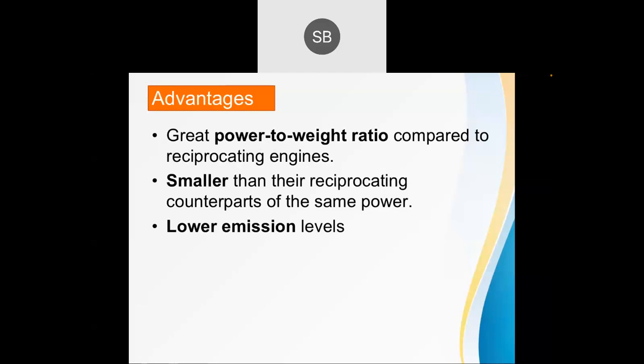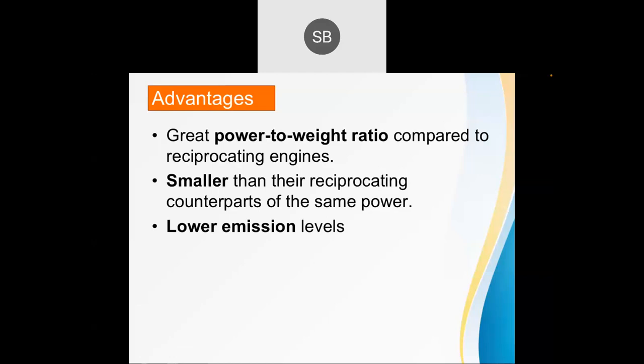Second, it is smaller than the reciprocating counterpart of the same power. The size for the same capacity is very small compared to the IC engine. Third, the emission levels are lower. The emissions coming out of this power plant are low compared to the IC engine. Now, why is that?